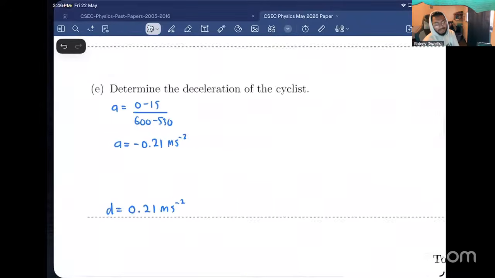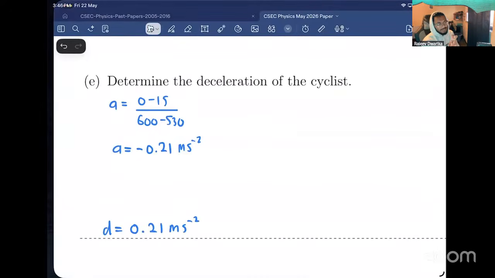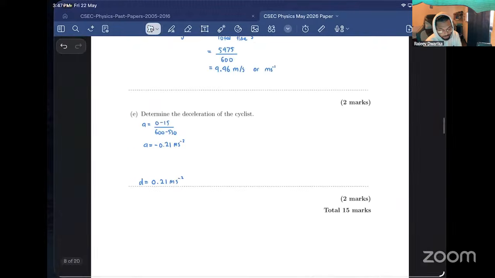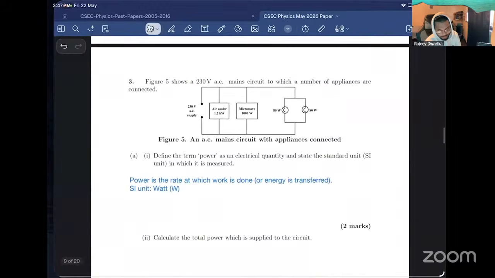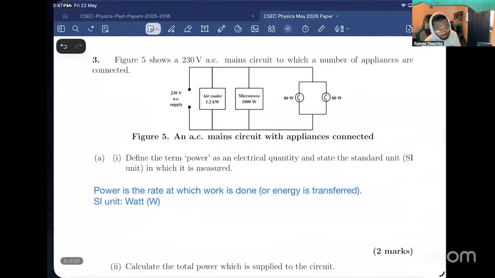Because, guys, the negative indicates direction. If it's negative 0.21 m s^-2, that means every second that passes by, my velocity decreases by 0.21 meters per second. So the deceleration is just 0.21 m s^-2. It's just 0.21. So that's what I would put.